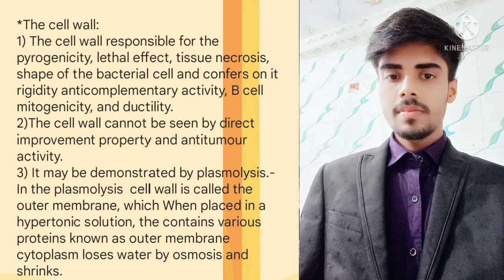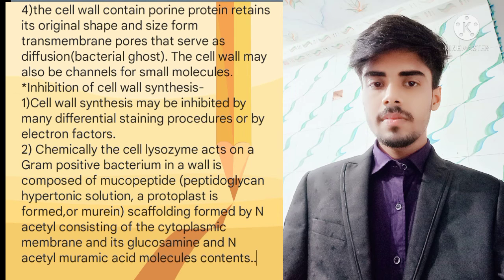In plasmolysis, when the cell is placed in a hypertonic solution, the cytoplasm loses water by osmosis and shrinks, and this process is known as plasmolysis. The cell wall retains its original shape and size. The outer membrane contains various proteins, known as porin proteins, which form transmembrane pores that serve as channels for the diffusion of small molecules.